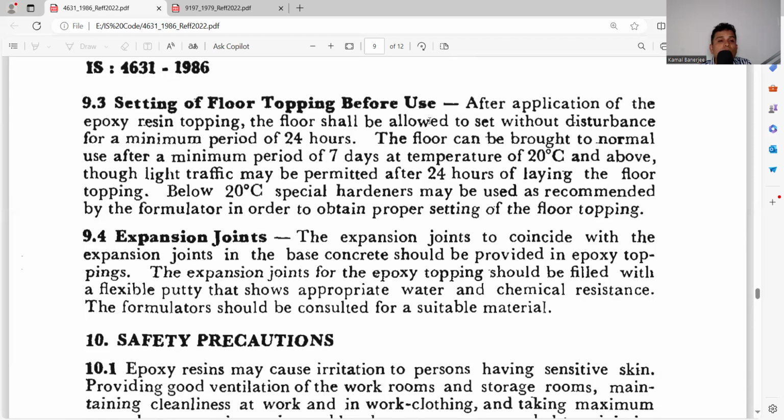After application of the epoxy resin topping, the floor shall be allowed to set without disturbance for a minimum period of 24 hours. That means within 24 hours, there will be no traffic, and the floor can be brought to normal use after a minimum period of 7 days at a temperature of 20 degrees centigrade and above. Though light traffic may be permitted after 24 hours of laying the floor topping. Below 20 degrees, special care is required. So the minimum period is 24 hours. Within that 24 hours, no traffic is to be allowed over the newly laid epoxy floor.